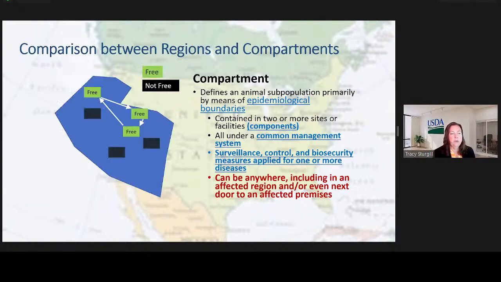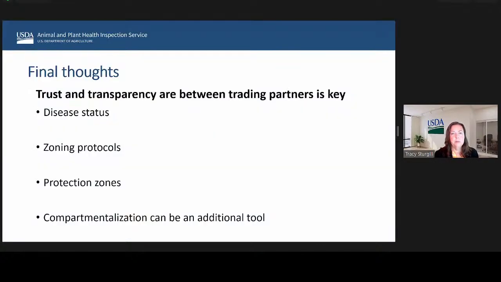And again, another image just shows that the compartment, as evidenced by the arrows showing the movements between those free portions of the compartment, are separate from those affected non-compartmental areas. So there's always significant challenges and some uncertainty surrounding trade and preventing foreign animal disease incursions. For the United States, APHIS staff work to mitigate those challenges and to plan for the unexpected, focusing on diseases that present a significant risk to food and agriculture.